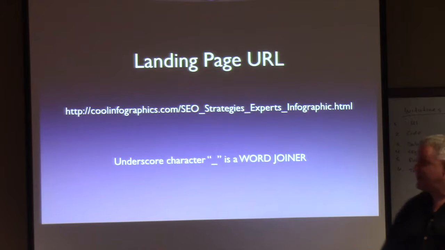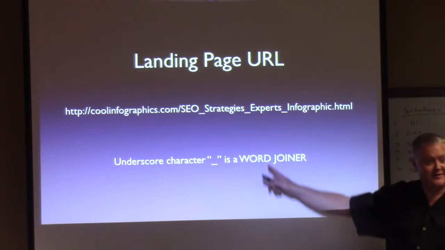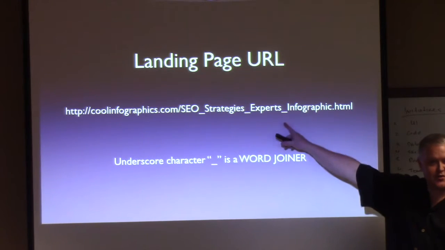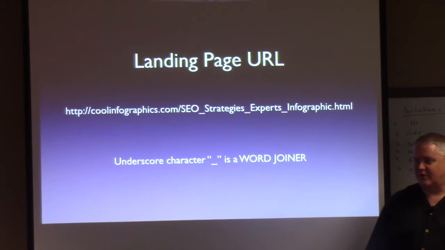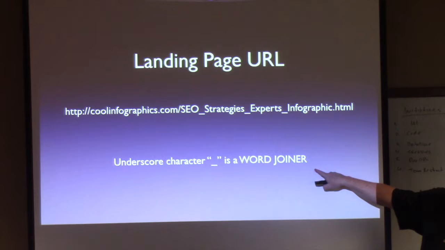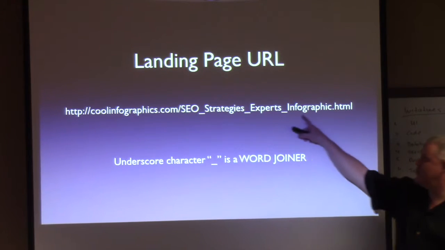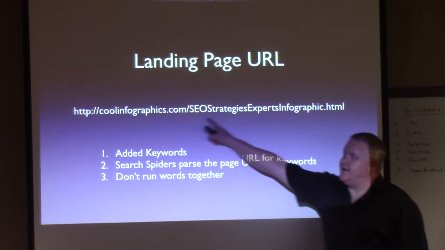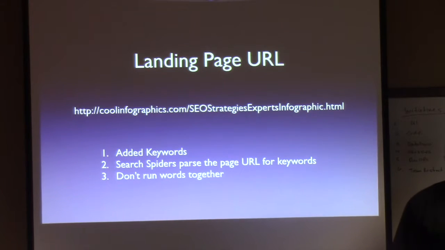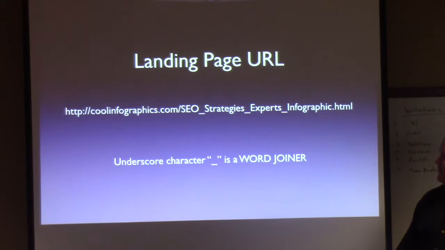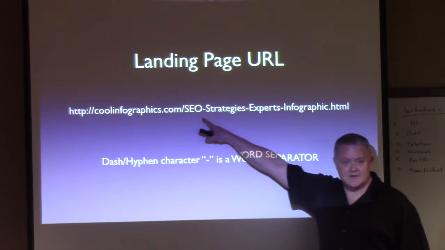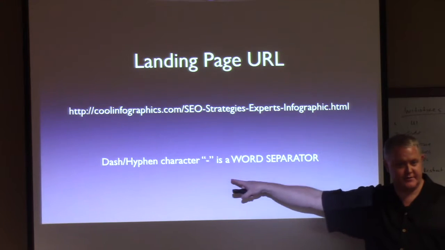Now, so put a hyphen or? Don't do this either. Don't use an underscore to separate your words. Why? It's not a word. It's a word joiner. So when Google sees an underscore, it actually makes it look like one long word, and you have to have all those words in your search for it to actually make that connection. You actually do want to use hyphens, because hyphens are word separators.